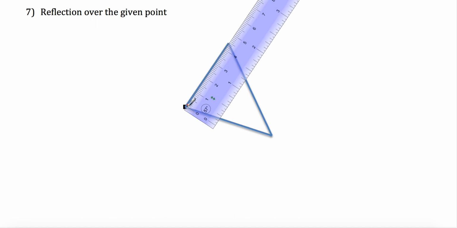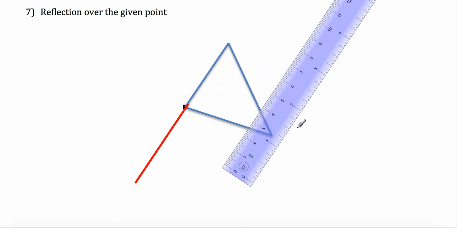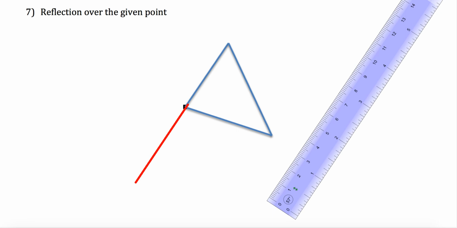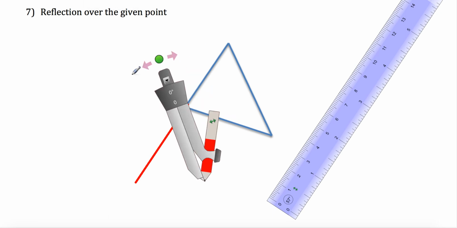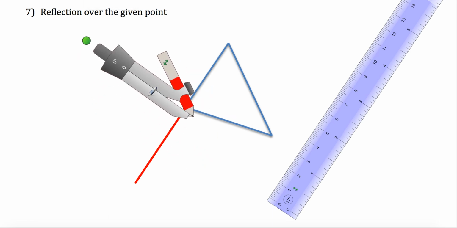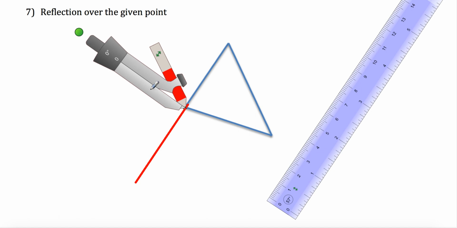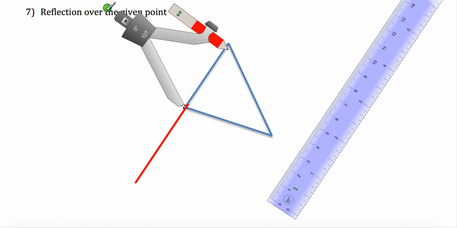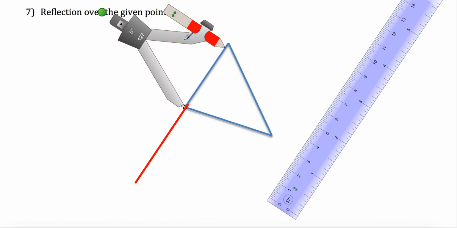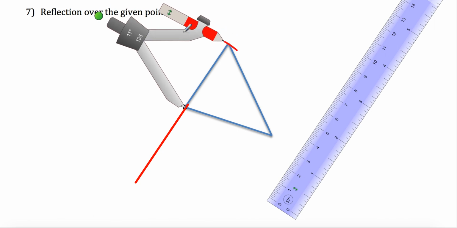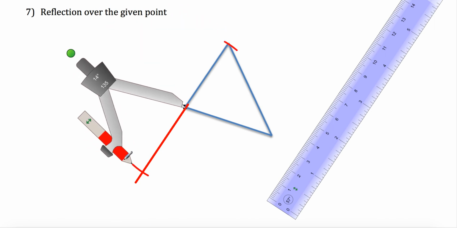I'm going to use the red. And then use the compass to copy that much. Then I'm just going to come over here, and that will be the first point. Well, I can say second point because the first point was already here. How about the third point then?